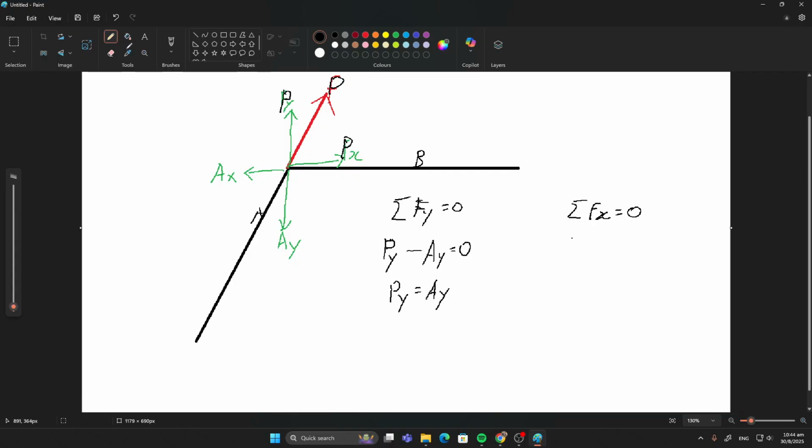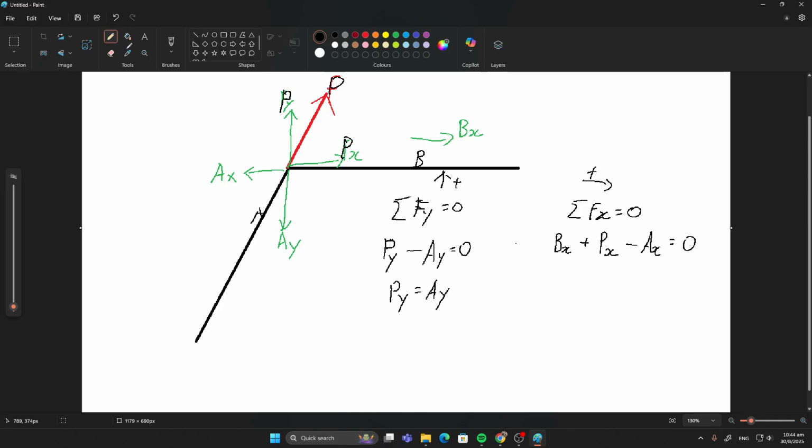Now let's look at our x. In this case, going up is positive, going down is negative, and going right is positive. So I'm also going to assume that my B is going in this direction. I have a Bx, technically B is already x, but just to make it clear, I put Bx plus Px minus Ax equals 0. Okay? So now I have this B.